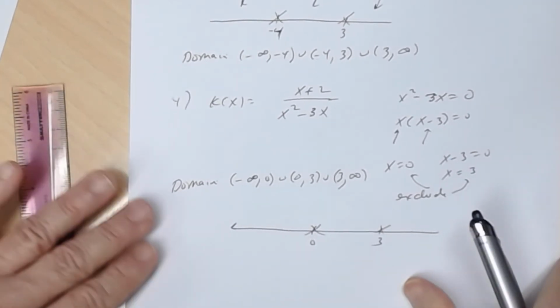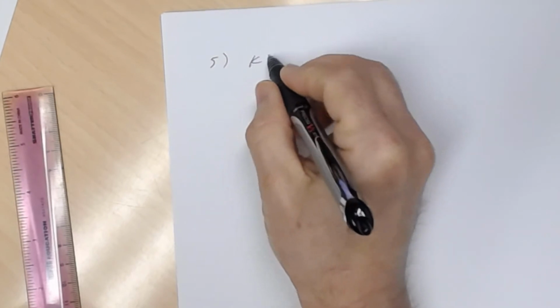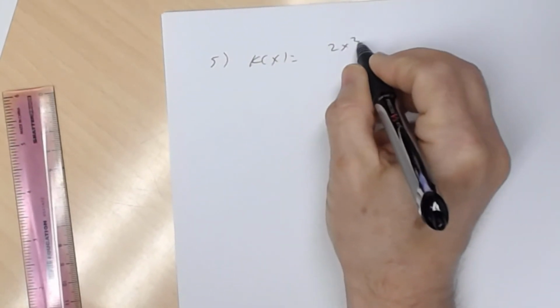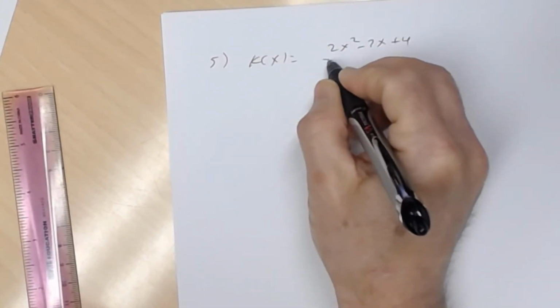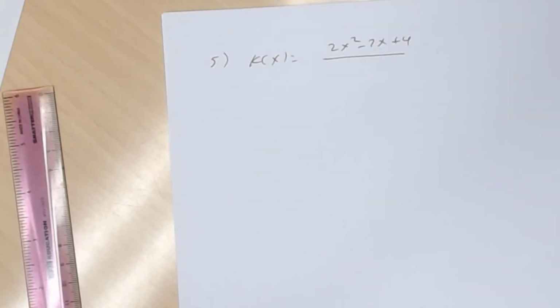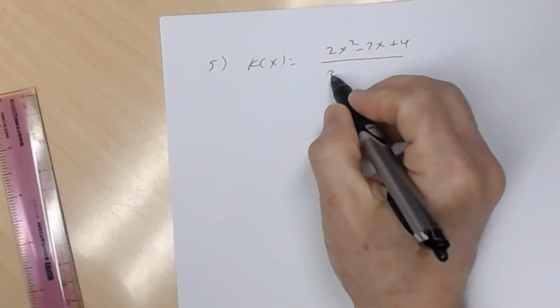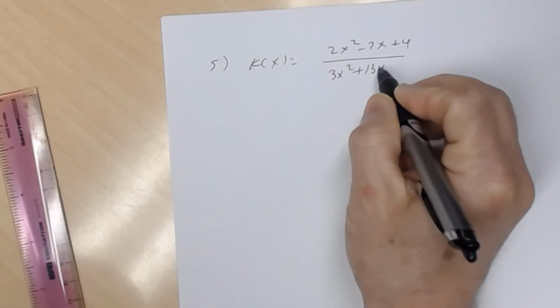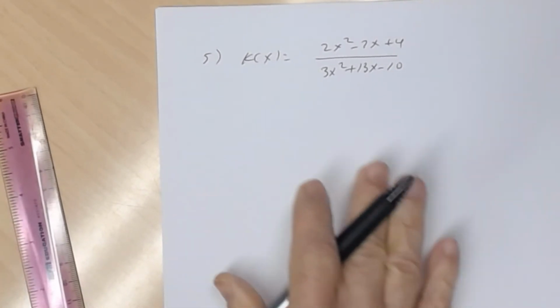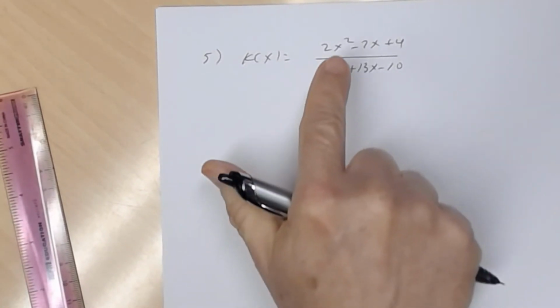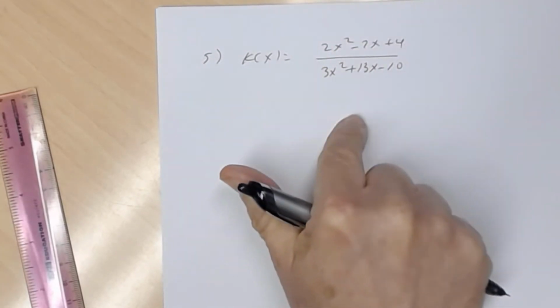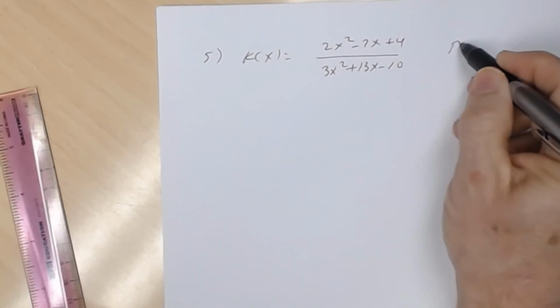Okay? All right, let's look at another one. Number 5. Suppose I had k of x equal to 2x squared minus 7x plus 4 divided by, let's say, 3x squared plus 13x minus 10. So you want to find the domain of this function. First of all, recognize that this is a rational function.